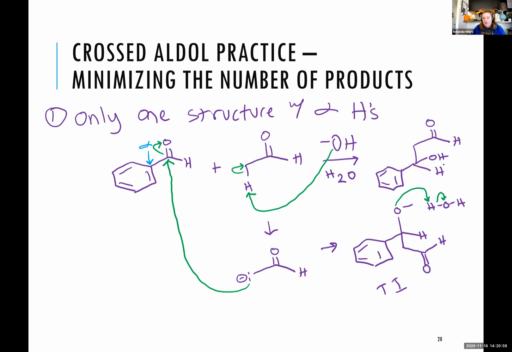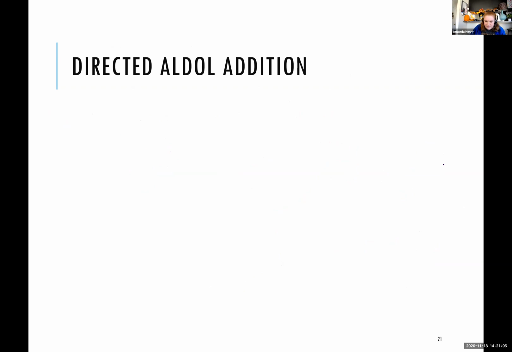Another way to control it is by the order that we add them together. Do I have another blank slide? Oh yeah, actually, this is perfect. So this is the second way. It does get a specific name. It's called a directed aldol addition. But this is the second way that we can control how many products we get. We're going to do that by adding in our aldehydes one at a time.